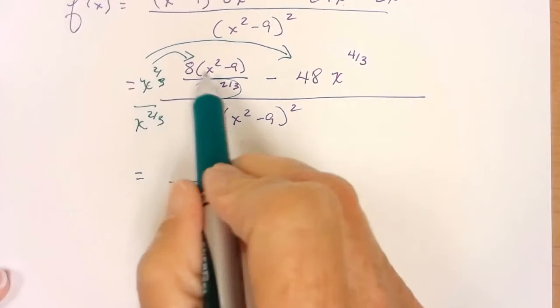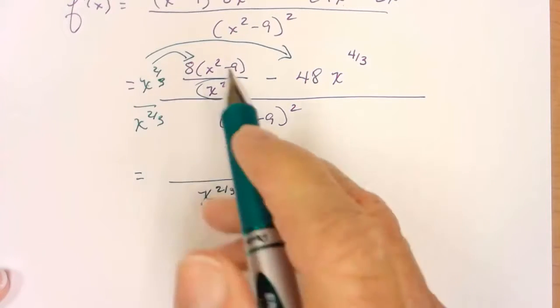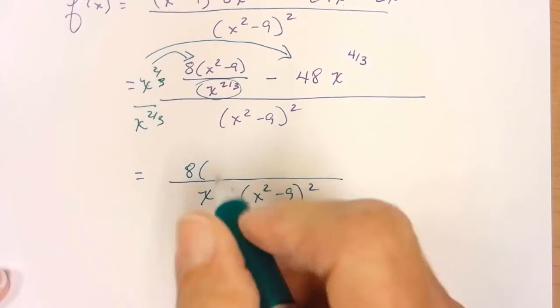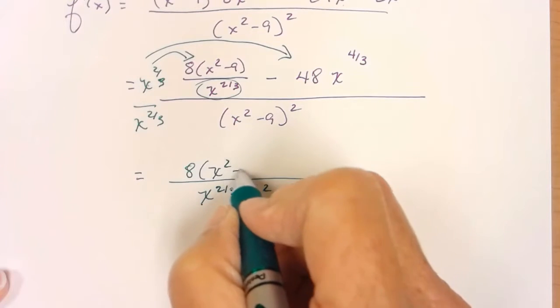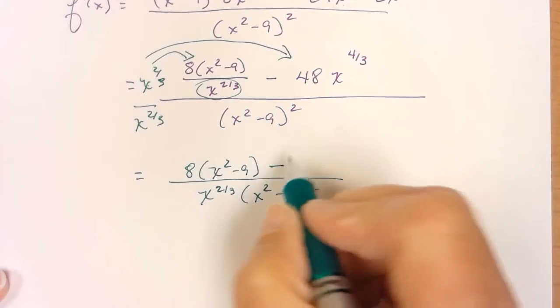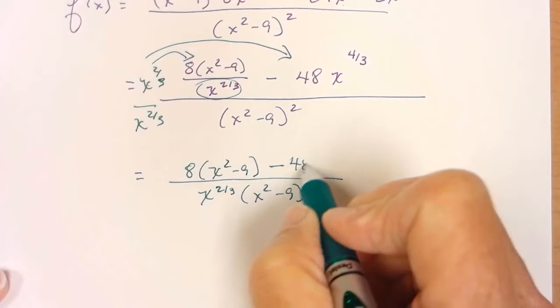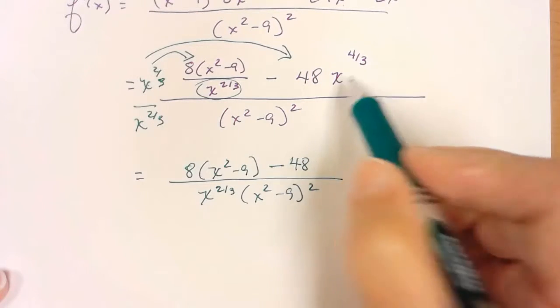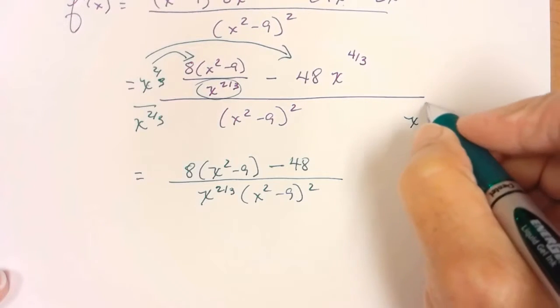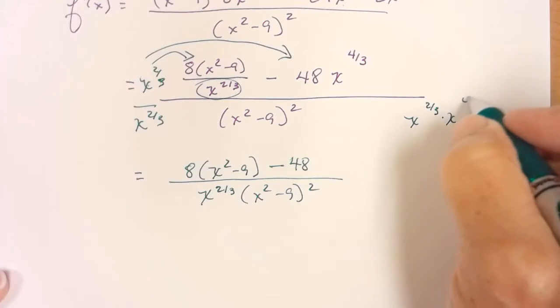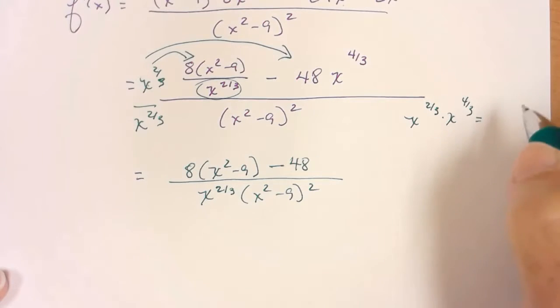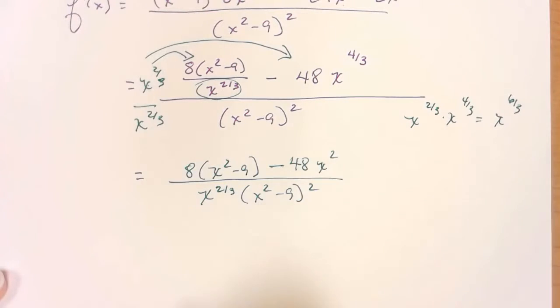Now when I go this times this first one, the x to the 2/3 will cancel. So it just leaves me 8x squared minus 9. Minus, I've got my 48. Now x to the 2/3 times x to the 4/3. That will give me x to the 6/3 or x squared.